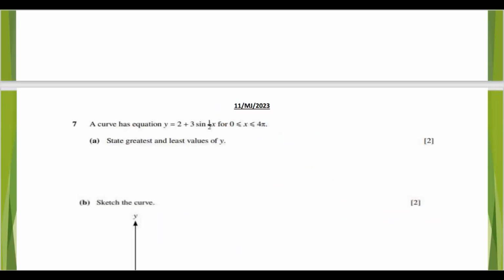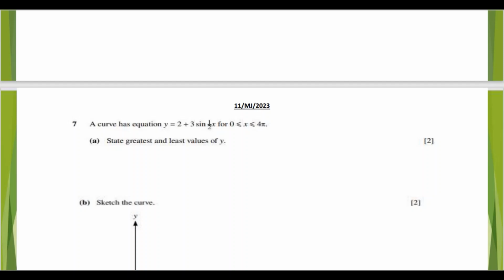This is also another question from the same question paper. A curve has equation y is equal to 2 plus 3 sine 1 over 2x. State the greatest and least value of y. The function is given in sine and x lies between 0 to 4 pi.